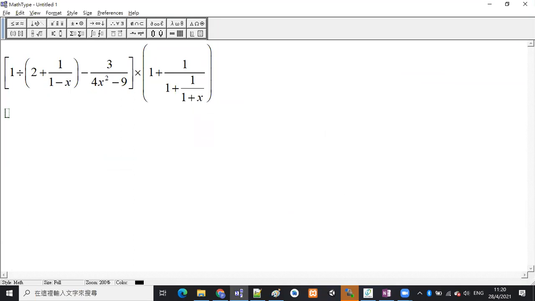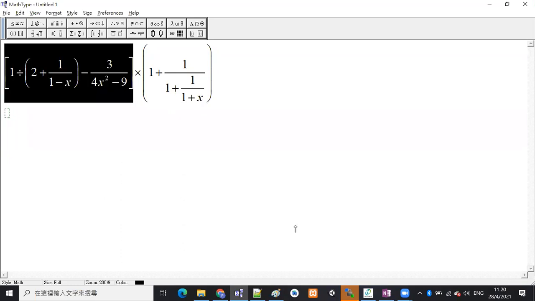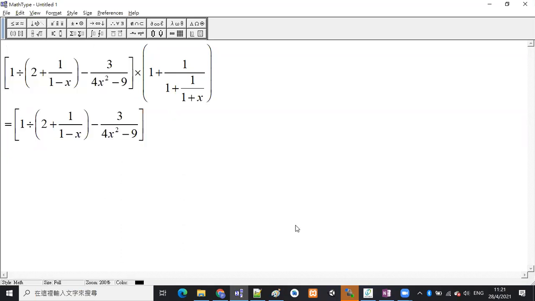And the first thing we need to do is to handle the fraction in fraction first. Okay, it's to handle the fraction in fraction, which means that this square bracket I will just copy first.